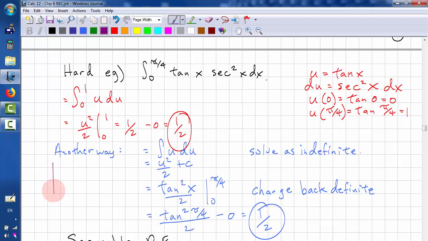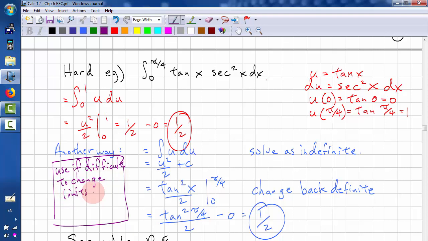So when do we use this? Use it if it is difficult to change limits of integration.